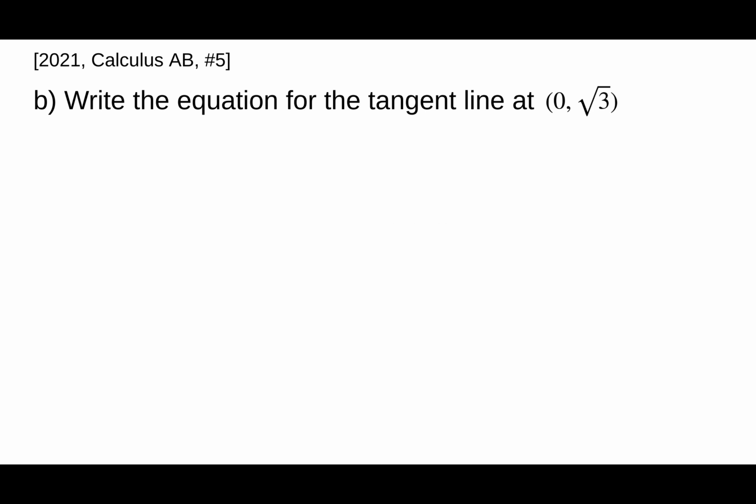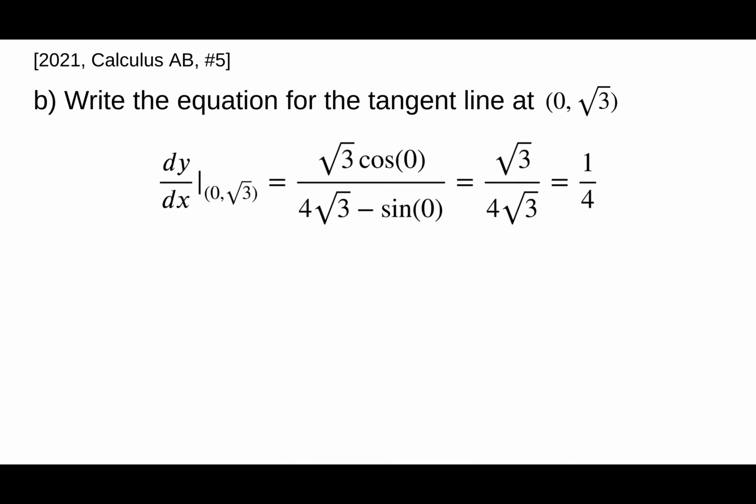In part B, we are asked to write the equation for the tangent line at the point 0 comma square root 3. While we have our expression for dy dx, and we just need to evaluate it when x is 0 and y is square root of 3, this is really just a straightforward computation. Normally you would not have to simplify this, but it might not be a bad idea to do so. When we simplify it, we get 1/4.